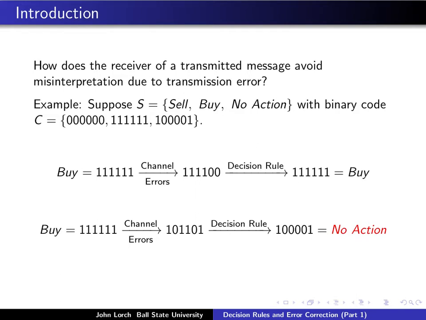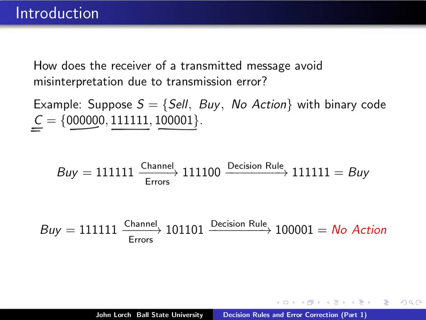For an example of what we might mean by this, let's suppose we have an alphabet S consisting of sell, buy, and no action, with an associated binary code C consisting of these 6-digit binary strings.